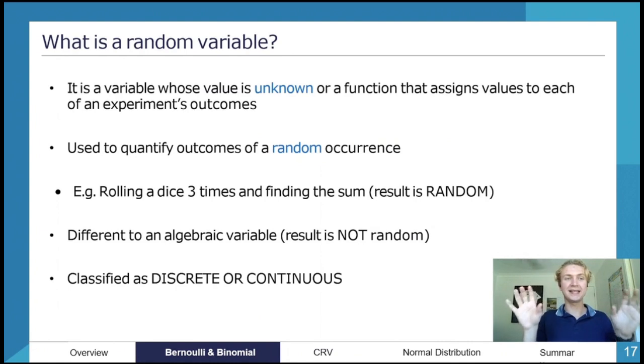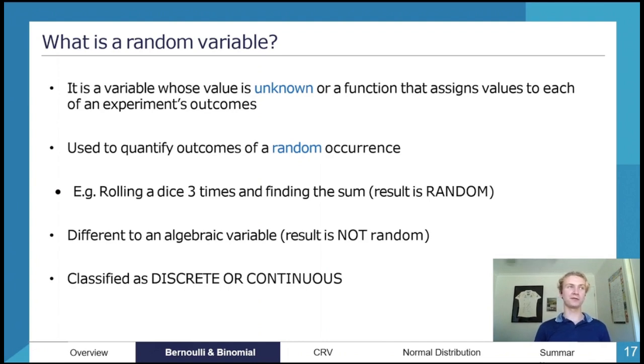What is a random variable? A random variable is a value whose value is unknown, or it's even a function that assigns values to each of the experiment's outcomes, such as probability density functions. It's used to quantify occurrences of a random occurrence, e.g., rolling a dice 3 times and finding the sum. The result is random. We don't affect that. That's not controlled. There are no factors that play into it, or there are, but essentially we average it to be random.